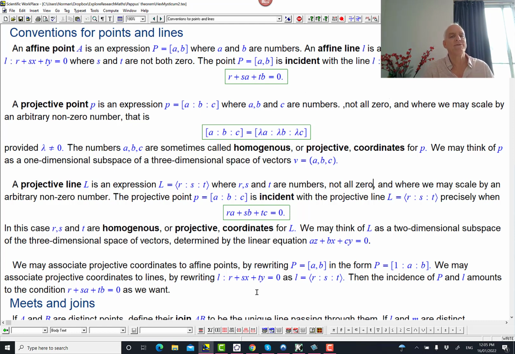So this is a way of embedding the two-dimensional affine picture into this projective picture, which we like to visualize as actually existing in 3 dimensions. It's a very powerful notion that will make a lot of things easier for us computationally. And we'll see that right here when we now talk about meets and joins of points.